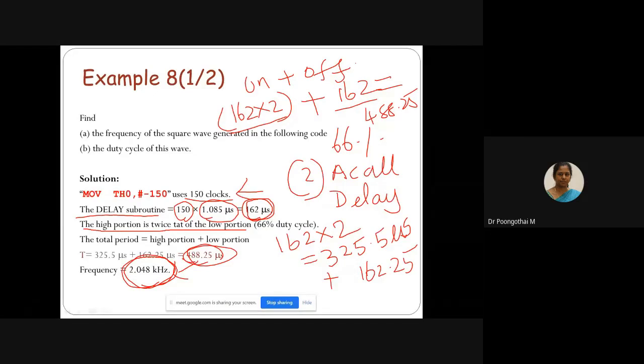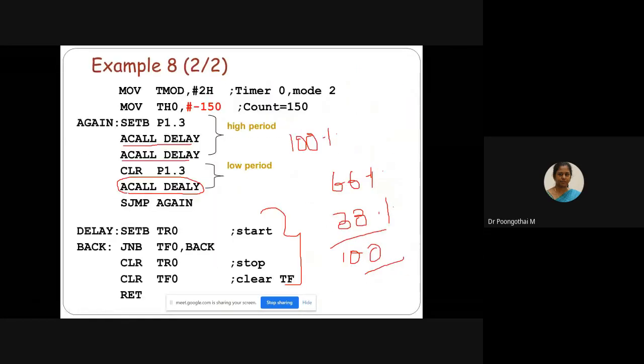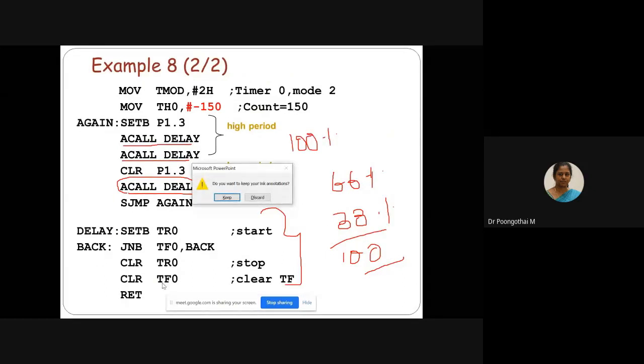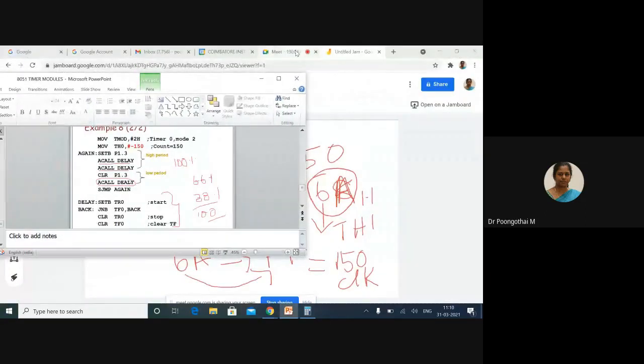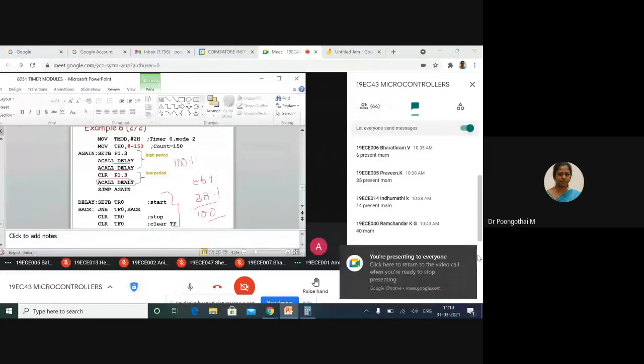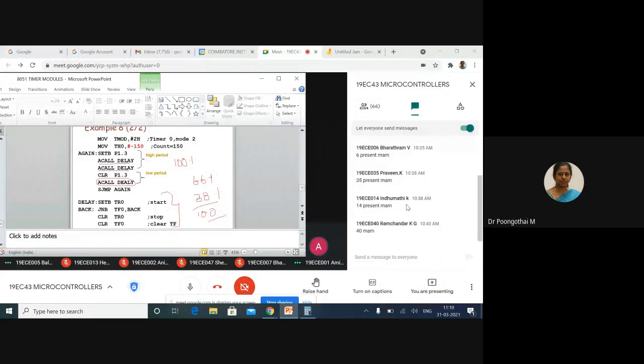So after execution, a 2.048 kilohertz square wave is being generated on your port P1.3. So for timer calculation, you have to look at the duty cycle also. That is a very important parameter for timer calculation. Is that clear now? Yes, ma'am. Okay. What about other students? Yes, ma'am. Yes. Okay.